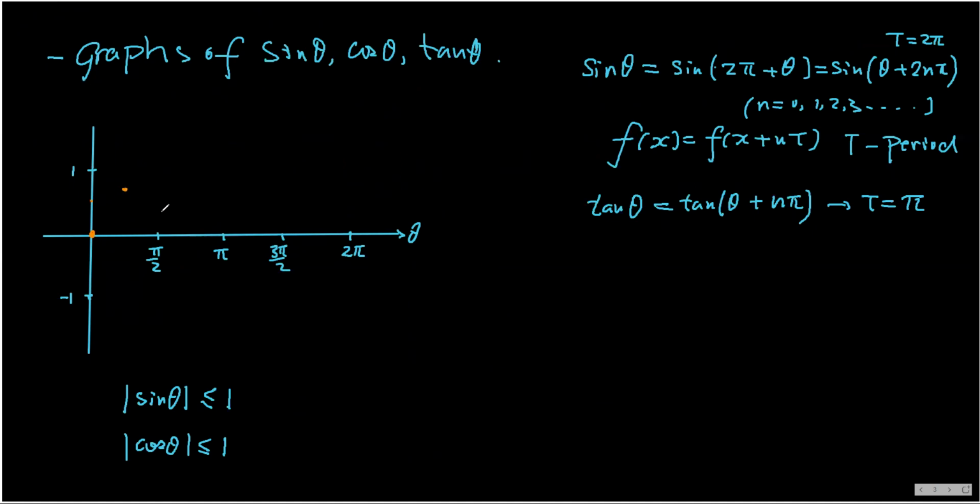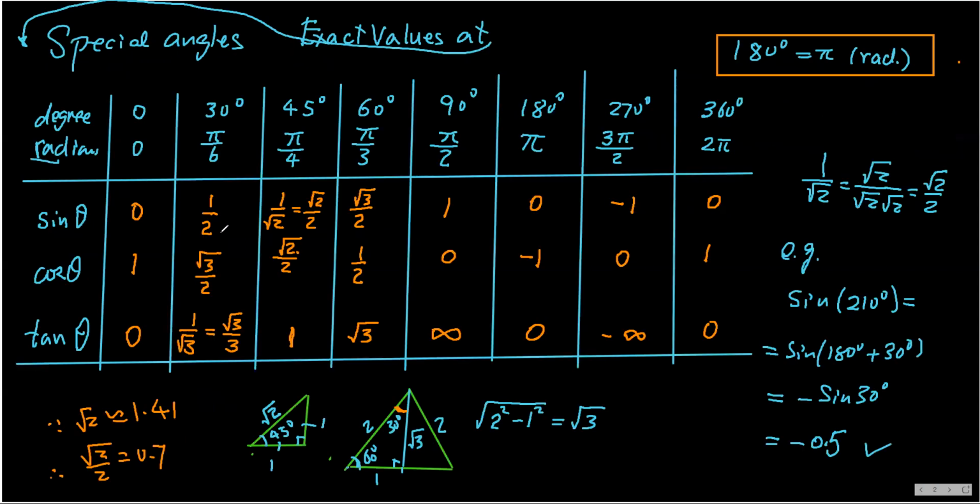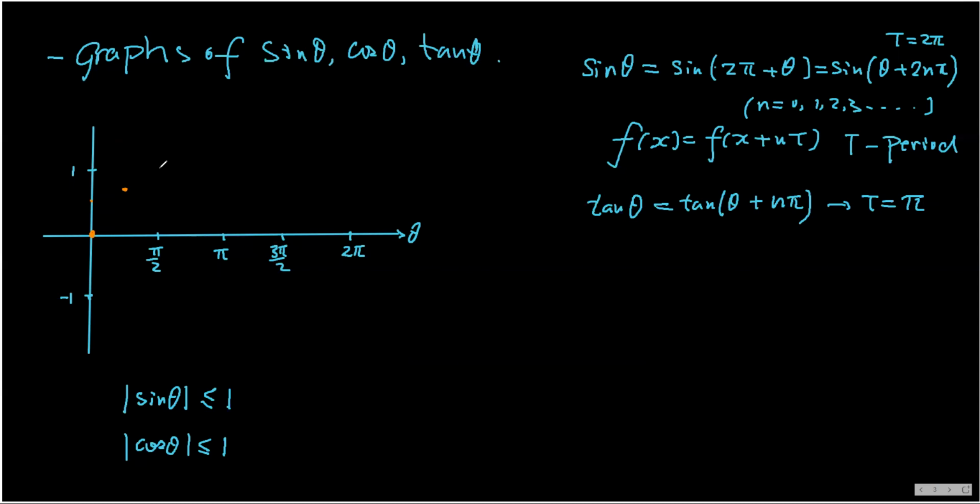How about 90 degree? What is 90 degree for sine theta? 90 degree is 1. Yes, this is 1. Can you see? You can draw that roughly. This is the first quarter. It's the first quarter.